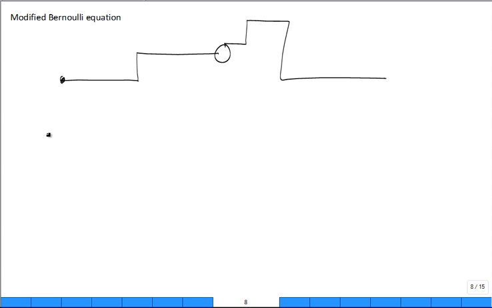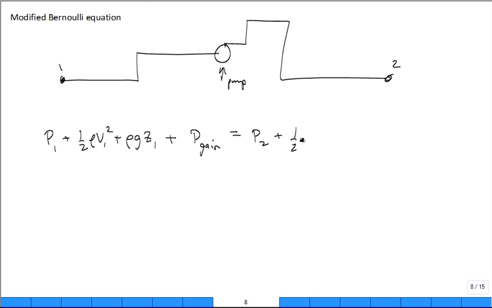We said maybe at state 1, pressure 1 plus 1/2 rho V1 squared plus rho g Z1. And then if you had some pressure gain, maybe due to a pump. True? And then over here you have the pressure at 2, here's state 2, the outlet, 1 to 2, plus 1/2 rho V2 squared plus rho g Z2. Now what we can do is put some pressure losses right there. And we can model those pressure losses by the friction factor, times length to diameter, times 1/2 rho V squared.